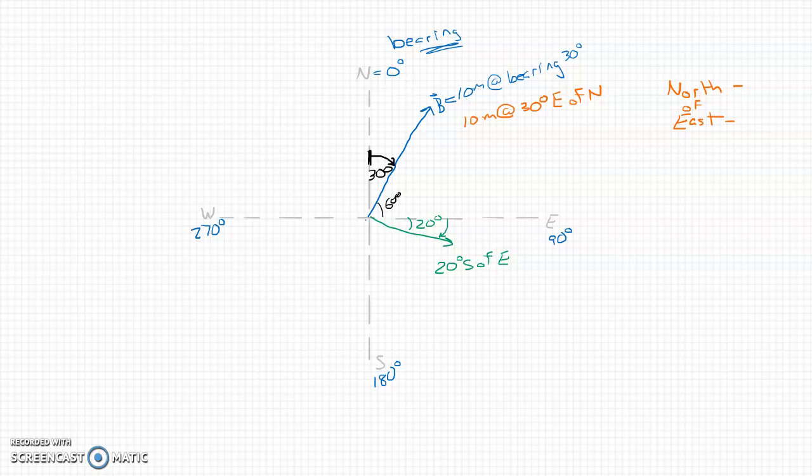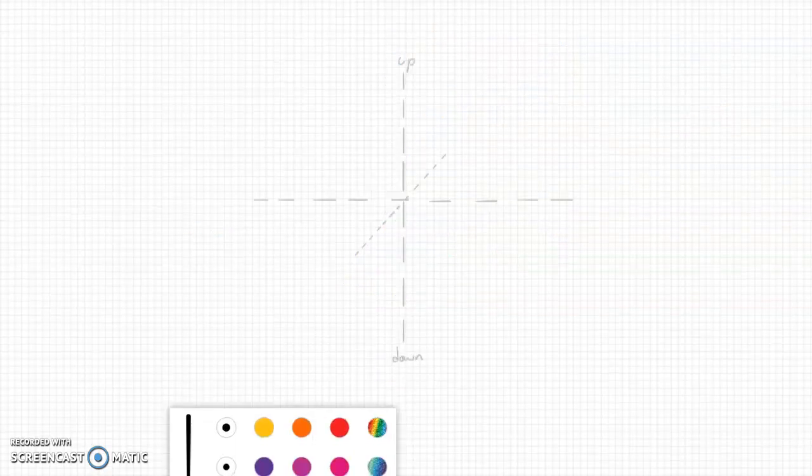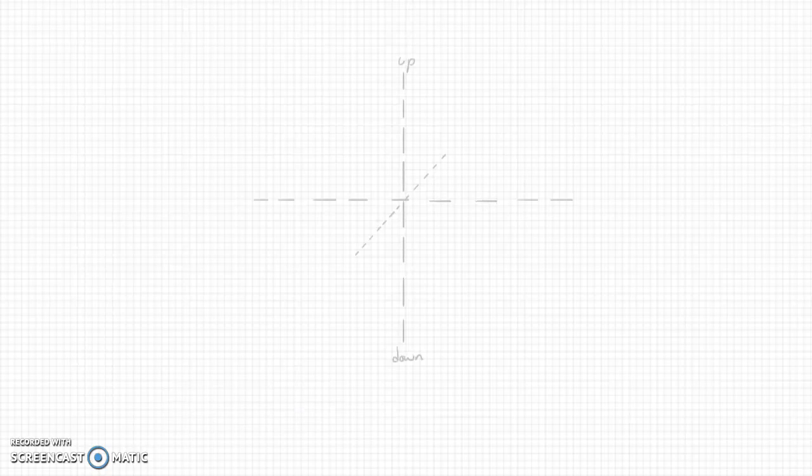Okay, let's do a third one. Let's say we have a vector down this way. And let's say this angle right in here, I don't know, we'll just say it's 25 degrees. This angle right here would be, notice it's being measured relative to the south, so it's going to the west. So this would be 25 degrees west of south. All right, so this is another way we could actually notate angles in a two-dimensional vector.